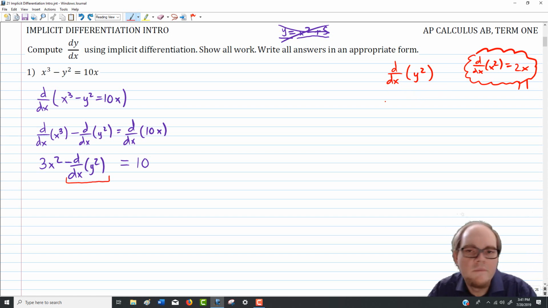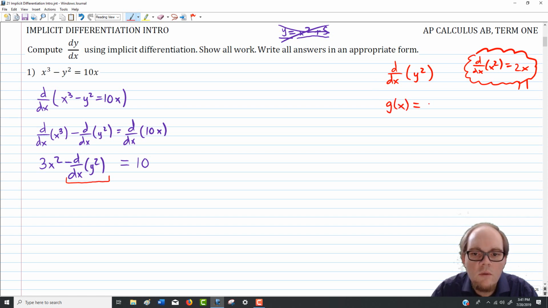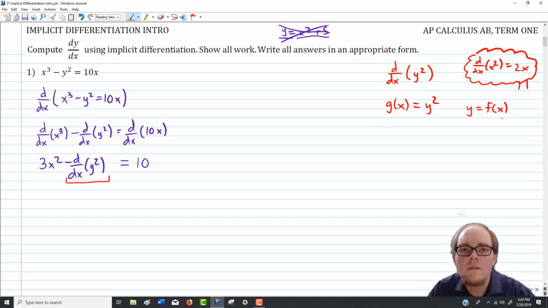So here's my thought process. I'm going to call this expression g of x equals y squared. And specifically, because we know x and y have some dependent relationship, as in the y values themselves are always dependent on the x values themselves, you can think of y as being equal to some function f of x.